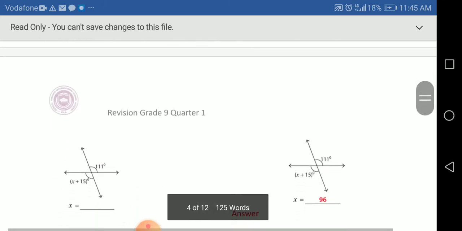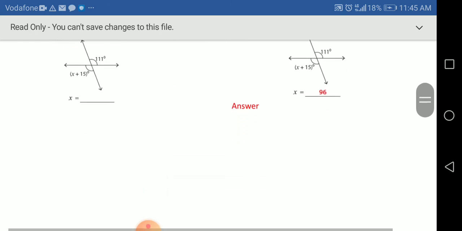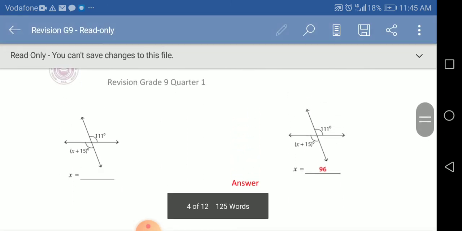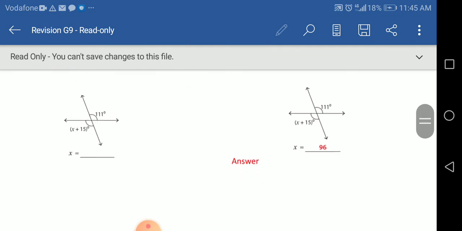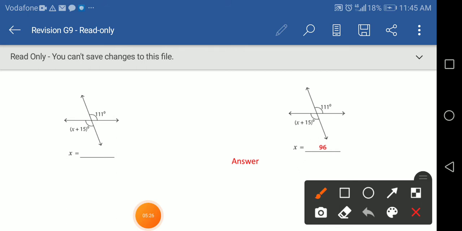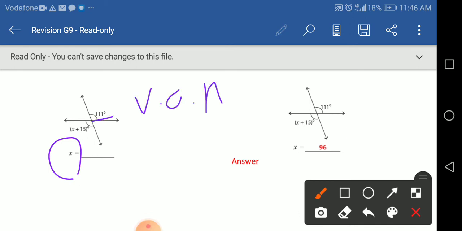Let's complete. What about that? He asks me here to find the value of x. Remember to read the question well, to know what's required. I have here 111 and vertical opposite angles: 111 and this is x plus 15.